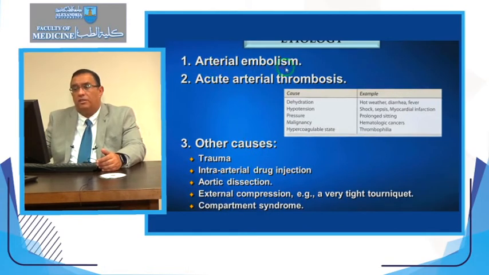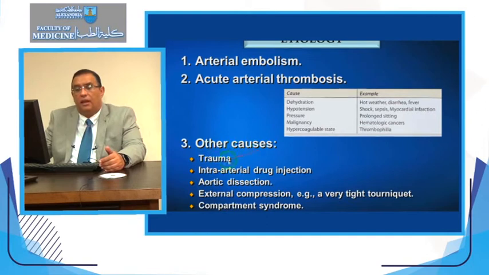Arterial embolism, we will speak more about this entity, or acute arterial thrombosis. Acute arterial thrombosis on top of a diseased vessel is also associated with predisposing factors like dehydration in hot weather, diarrhea, fever, hypotension, patients with shock, sepsis, and myocardial infarction, malignancy due to hematologic factors or hypercoagulability of the cancer state, and hypercoagulable states like cases of thrombophilia.